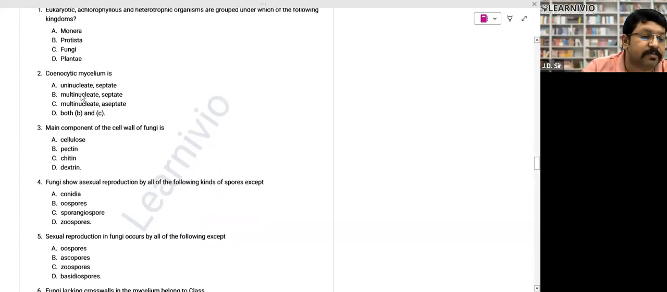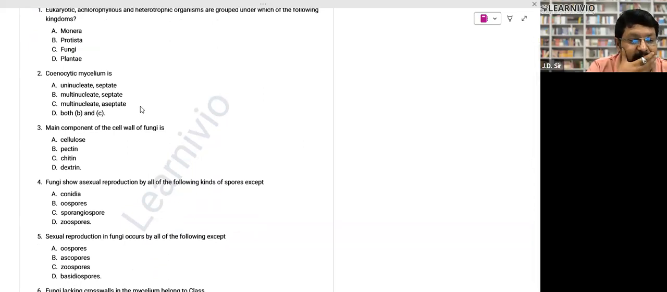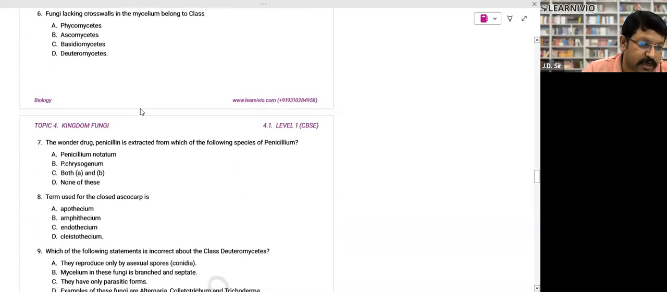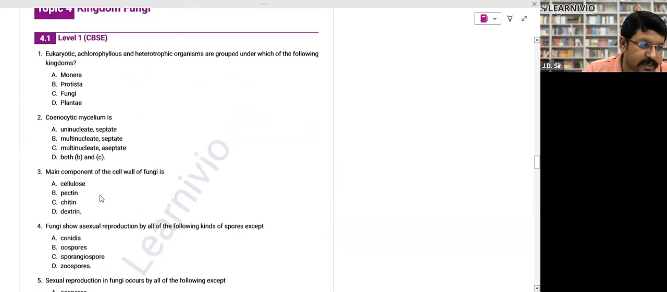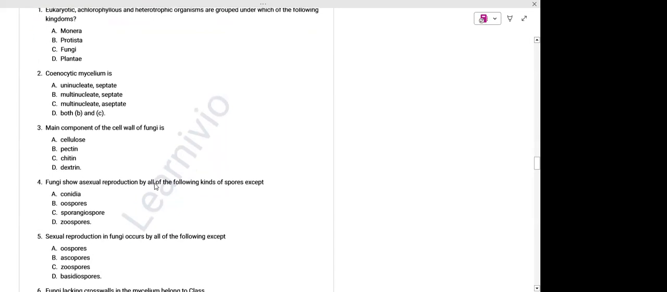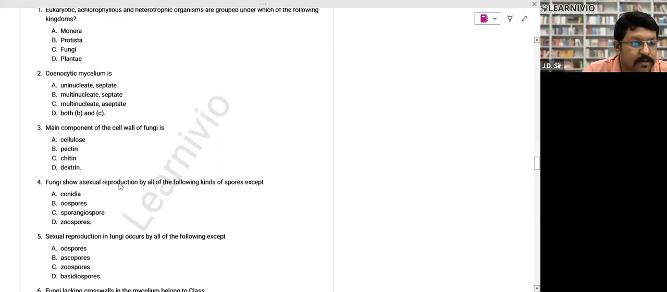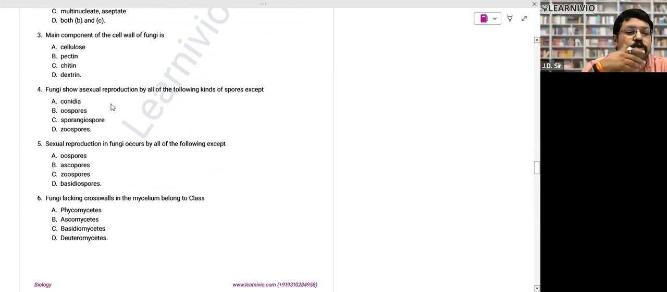Then coenocytic mycelium, I just told you. What is the coenocytic mycelium? Multinucleate, aseptate, right? So the answer of the second is C, it's not shown here, but it should be there. Second, C is right. The main component of the cell wall of fungi is chitin. Very good. Chitin is a type of complex carbohydrate. Clear? Yes, sir.